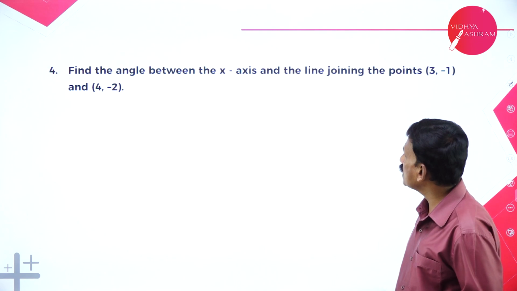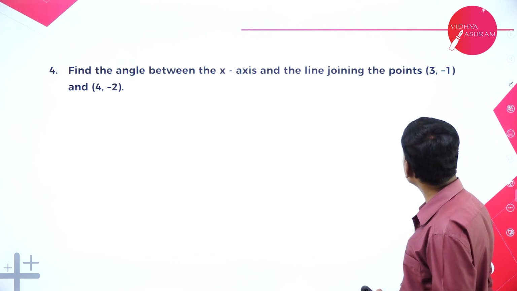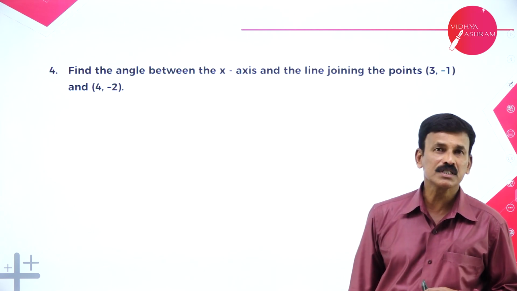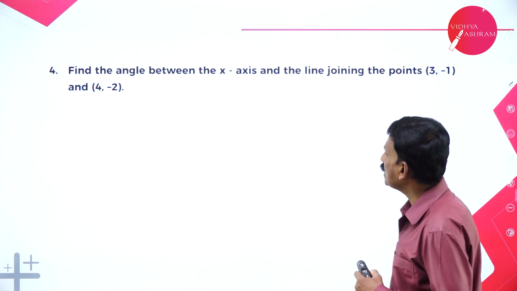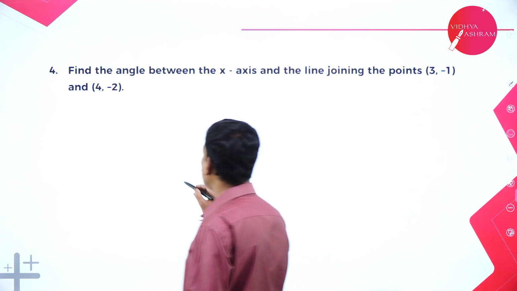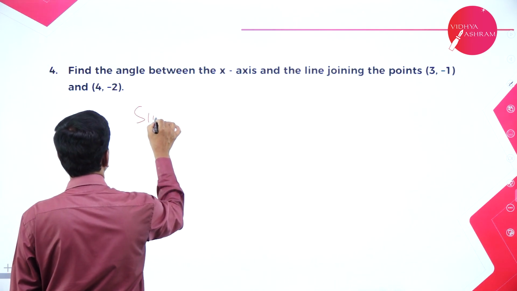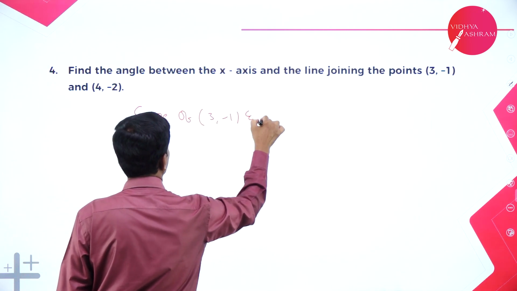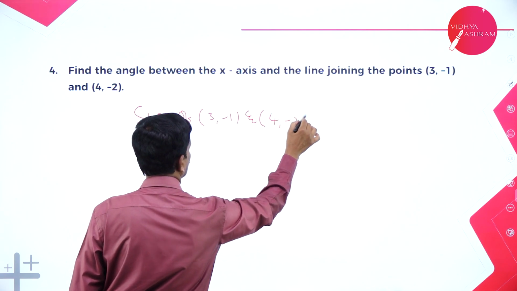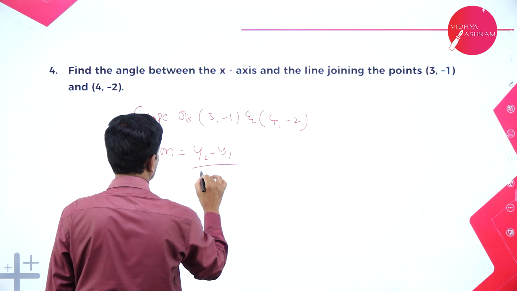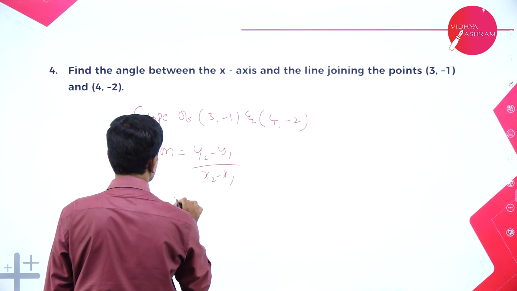Find the angle between the x-axis and the line joining the points 3 comma minus 1 and 4 comma minus 2. Now, very simple problem. So, first find out the slope of AB, the slope of 3 comma minus 1 and 4 comma minus 2. Call it m is equal to y2 minus y1 divided by x2 minus x1.